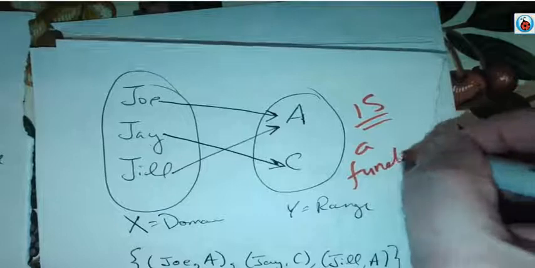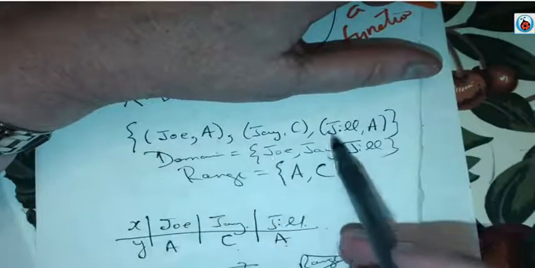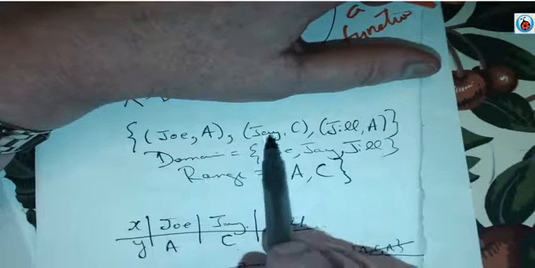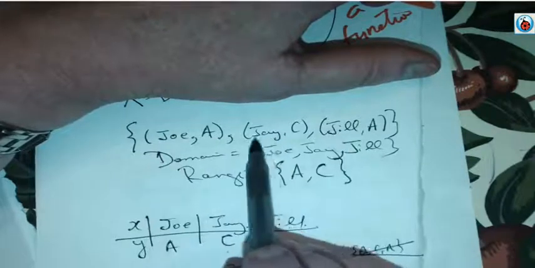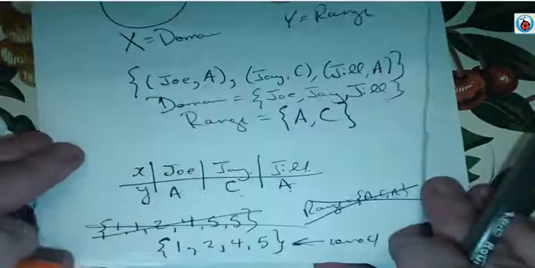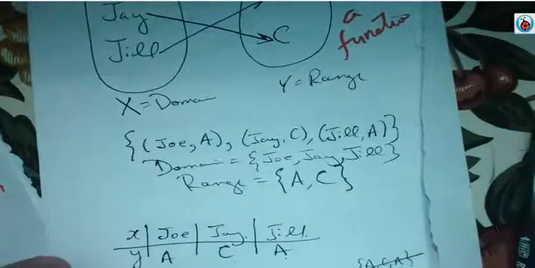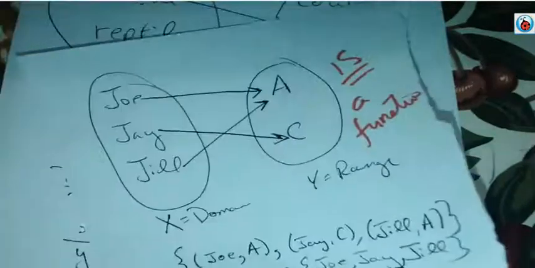Okay, what if I'd been given it in this form? Well, what I'm looking for is the first entries, making sure there's no repetition. Joe is only paired with A, and he's not paired with anything else. Jay is only paired with C. Jill is only paired with A. So that is a function. And the same thing if I look here. Joe is only paired up with A. He doesn't come over here more than once. So I don't have any repetitions in the first entries, or in the first row, so this is a function.